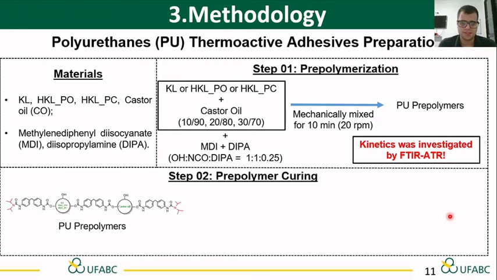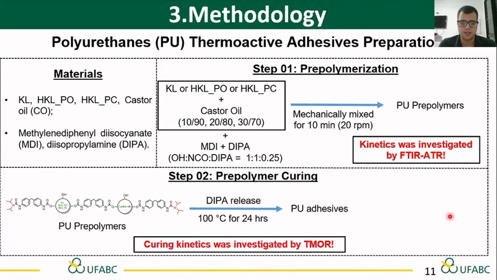The second step is prepolymer curing. The PU prepolymers were heated until 100 degrees and were kept at this temperature for 24 hours. During the curing process, release of diisopropylamine was observed. The curing kinetics was investigated by temperature-modulated optical refractometry, and the PU adhesives were characterized by DSC, dynamic mechanical analysis, lap shear tests, and scanning electron microscopy.